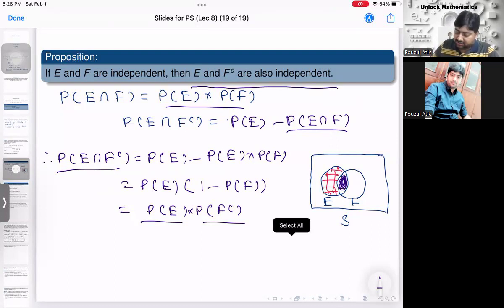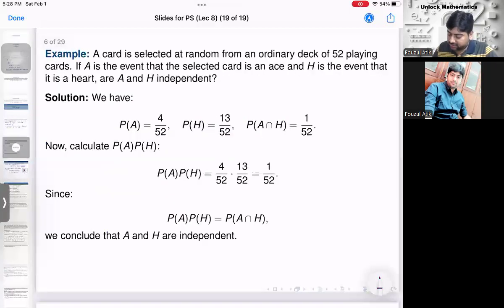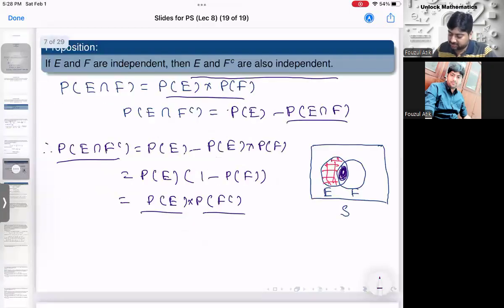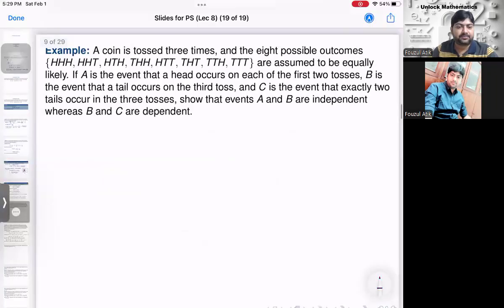Next, I'll move to another result. This one we have already discussed. Then this one, okay. This is the whole proof. You can see that we have just now proved. Now we have an example.